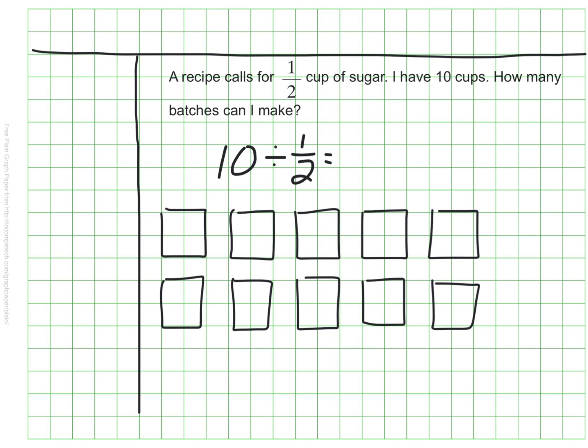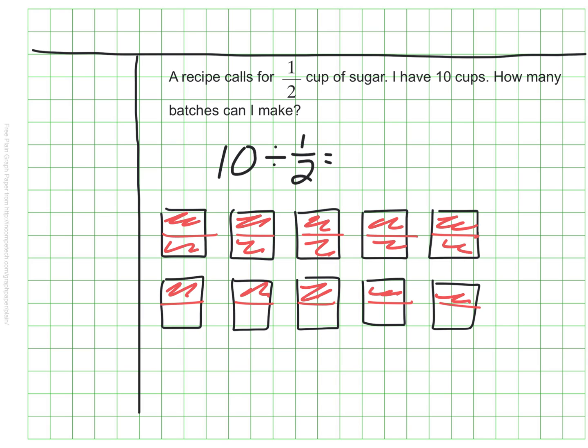Again, I'm starting with my model, and I have my 10 wholes that represent my 10 whole cups, and I need 1/2 at a time. So I'm going to break these into halves. This time, my divisor is just 1/2, right? So I don't need to group anything together. I just need to see how many halves there are. So 1, 2, 3, and so on up to 20. I can make 20 batches because my quotient was 20. There are 20 halves in my 10 wholes.